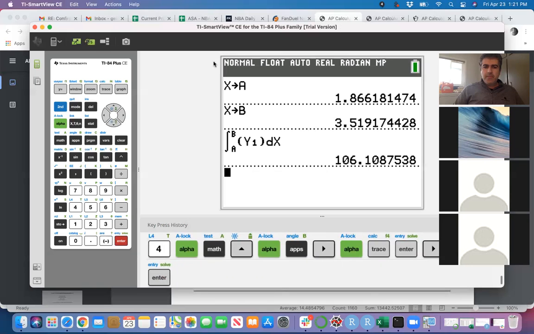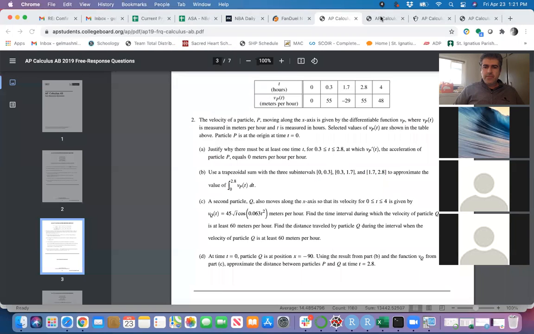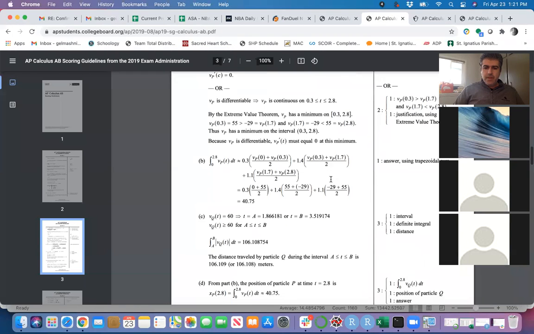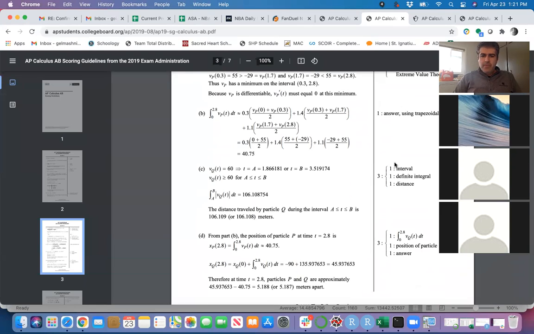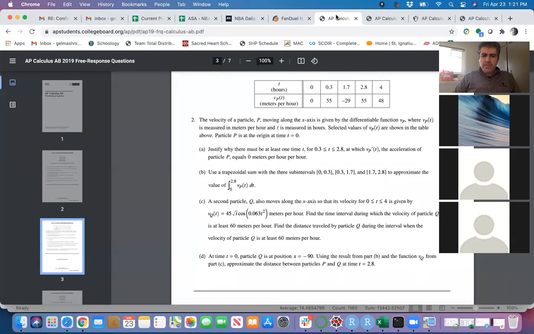So looking at the scoring guidelines, the part B is 1 point for the answer. But for the interval, that's from the graph, writing a definite interval is another point, and then the distance. I think if you didn't have the absolute value, you'd have been fine because you still got the same answer.